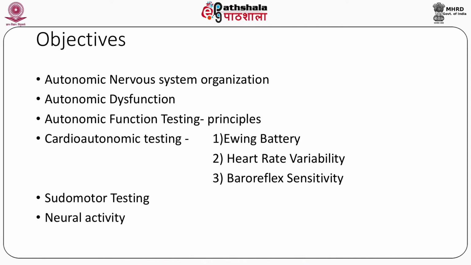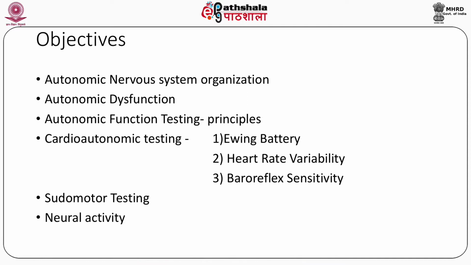First off, we will start with studying the organization of the autonomic nervous system, what is the neural structure of the autonomic nervous system, and then we will see what happens when the autonomic nervous system is deranged, so called autonomic dysfunction or dysautonomia. And then once we understand how autonomic function can be deranged, we will work on how autonomic function testing principles work, how we can devise various tests to assess the autonomic nervous system.